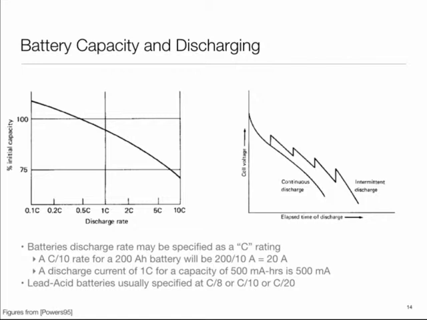Battery discharge rate can also be specified in terms of the C ratings. For example, a C over 10 rate for a 200 amp hour battery will be 200 divided by 10 amp, which is equal to 20 amp. So it depends upon this.